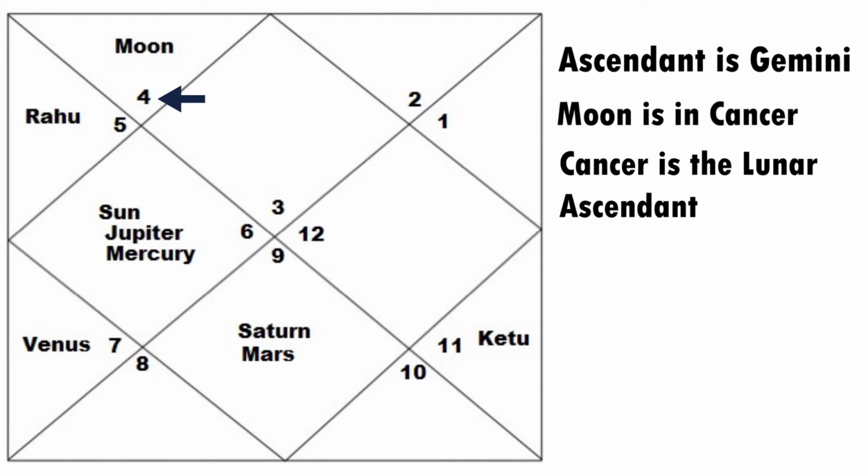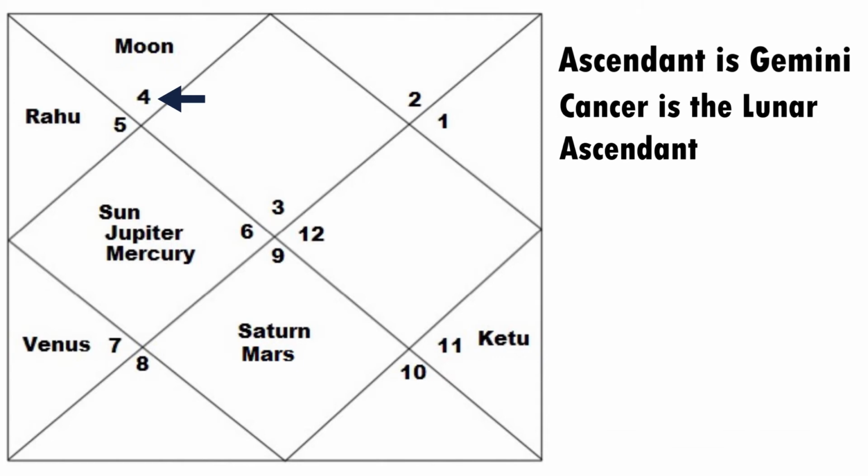The other way to say it is that the moon is in the lunar ascendant, because wherever the moon is, that house becomes the lunar ascendant. This is going to become more important a little later on when we talk about Ravan, but wherever the moon is, that's the lunar ascendant. Let's just remember that for now. Rahu is in the 3rd house, which is the 5th zodiac sign, and that's Leo.